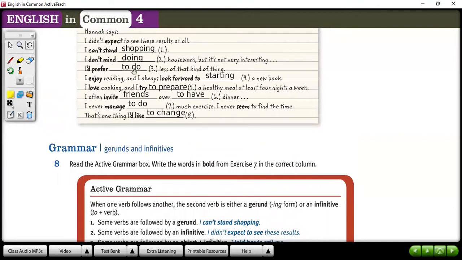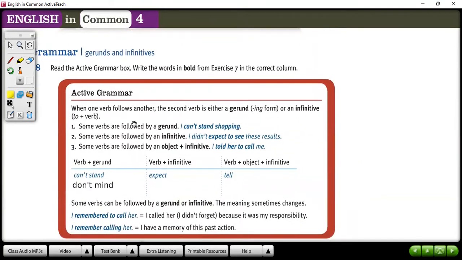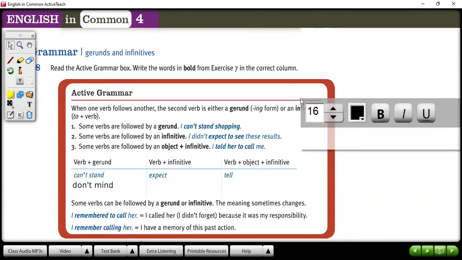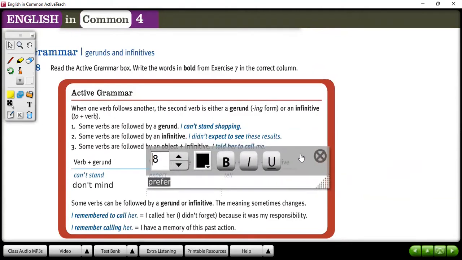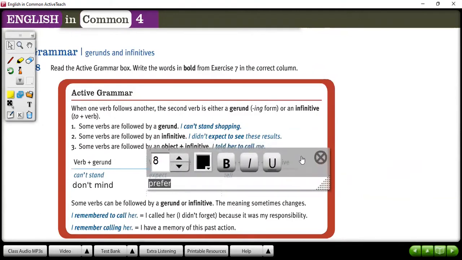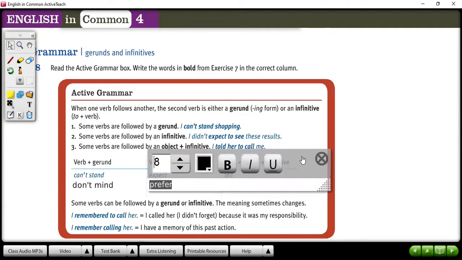I prefer to do less of that kind of thing. I'd prefer to do. Here we have the verb prefer, and after we have the infinitive to do. So prefer, it's a good example of this pattern. After the verb prefer, I use the infinitive. Prefer to watch, prefer to clean, whatever. So the infinitive.